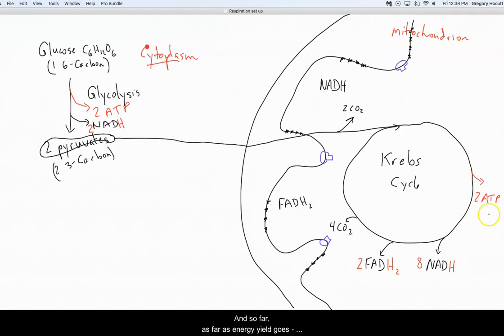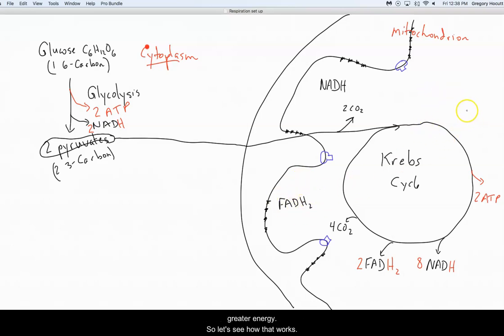And so far, as far as energy yield goes, readily usable energy, you've just got 2 ATP from the Krebs cycle and 2 ATP from glycolysis. That's not a lot of energy. And the mitochondrion is able to convert these alphabet soup molecules into much greater energy.